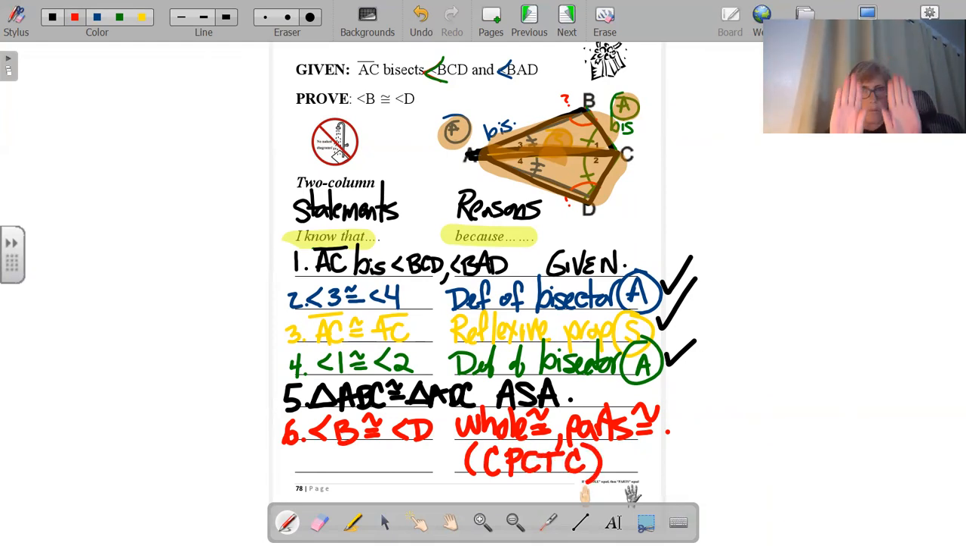This is called a two-column. Two-column. Statements, reasons. I know that because, I know that because, I know that because. And then you have your third style called a web proof. A web is the only style of proof that shows visually how pieces of information fit together, like pieces of a puzzle. So a web proof is the only one that shows visual connection. And I'm going to show you how it works for the same proof.